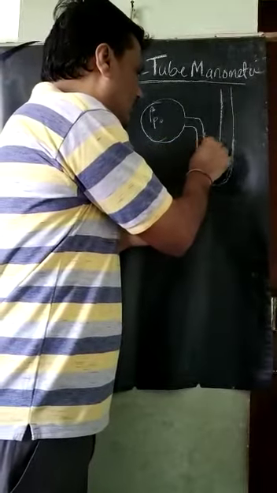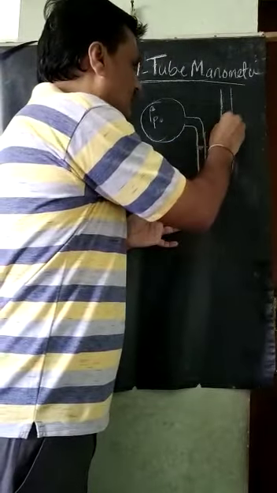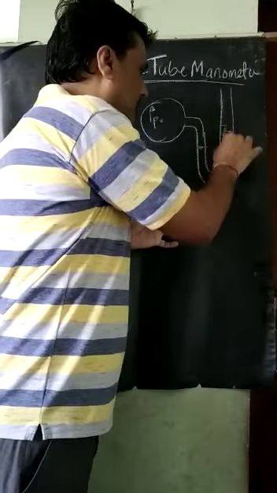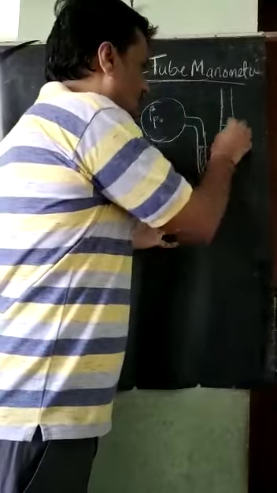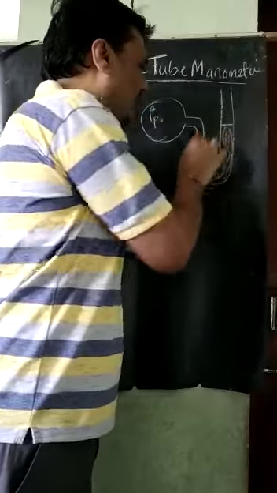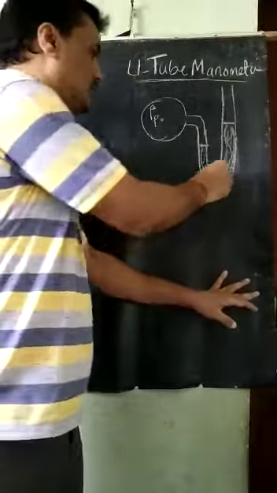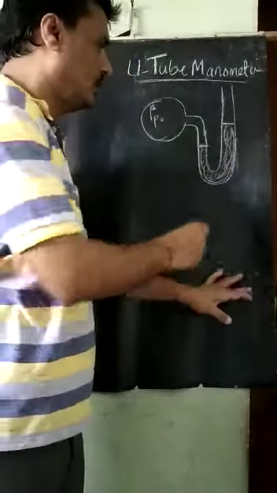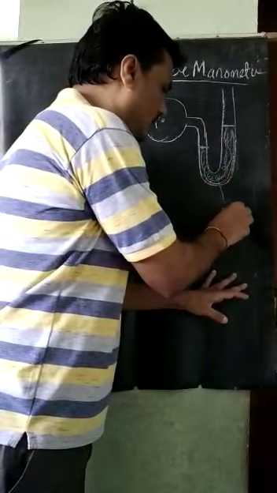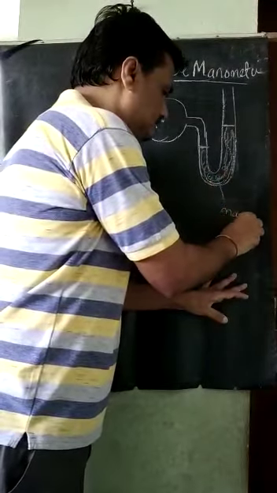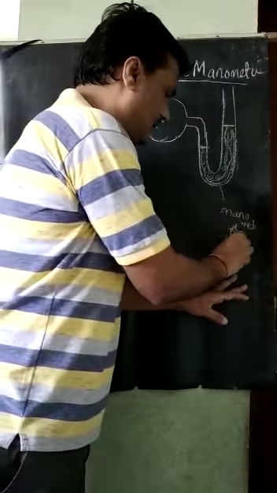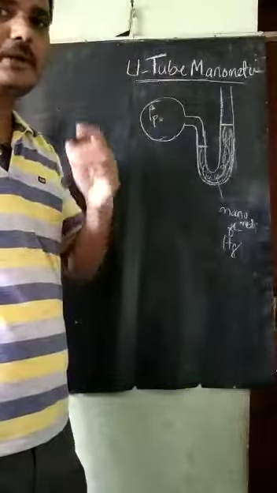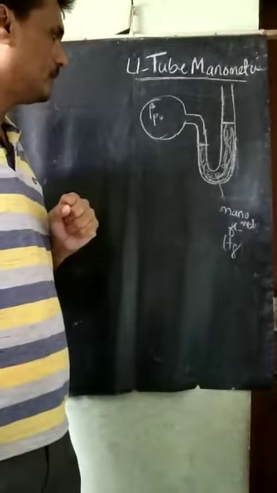The manometric fluid sits like this here. These are the two levels of the manometric fluid after reaching equilibrium. Just for example, Hg or mercury is the manometric fluid.